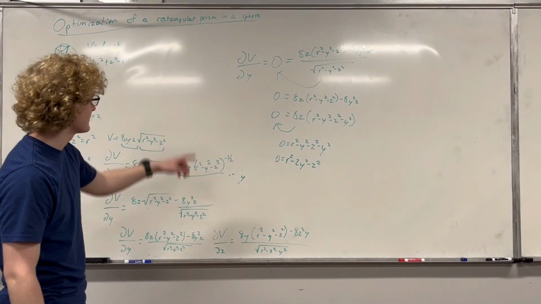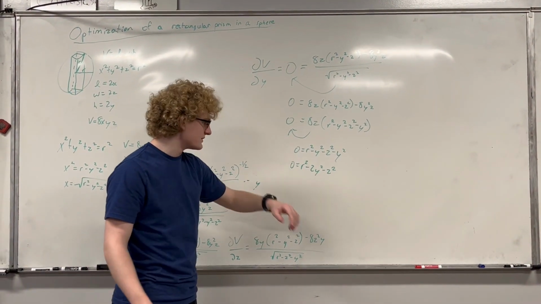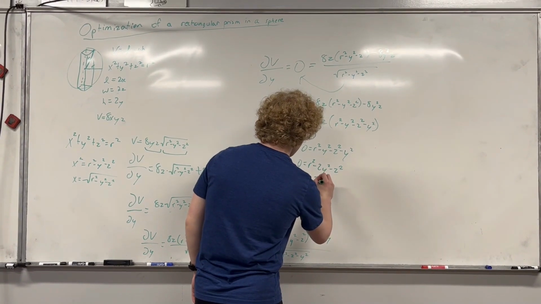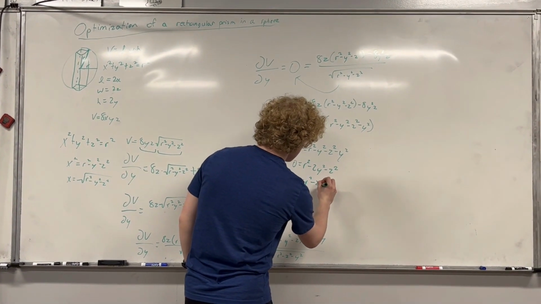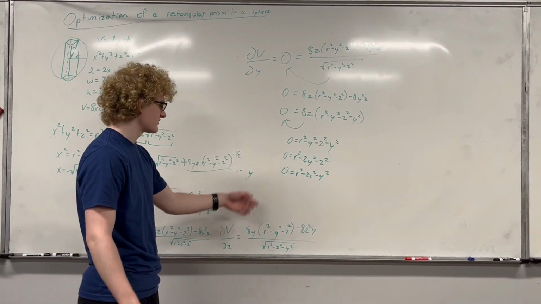And now we can do the exact same thing for z. Again, same thing, except z's and y's are reversed. So now we have 0 is equivalent to r squared minus, and then we can flip these. So we have 2z squared minus y squared. That's all this would do if I simplified the exact same way.